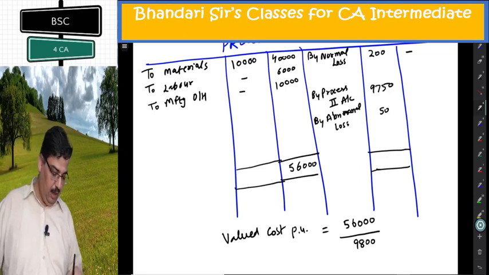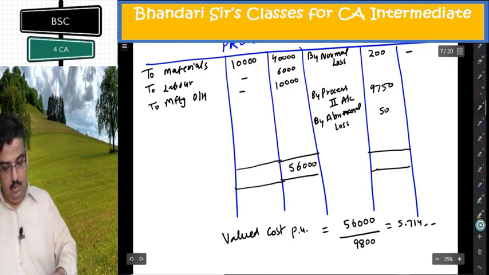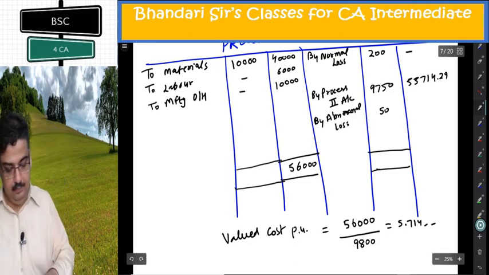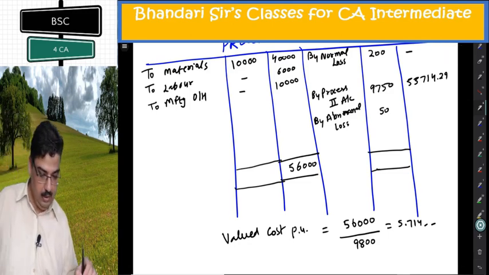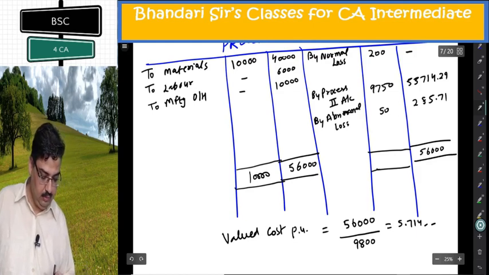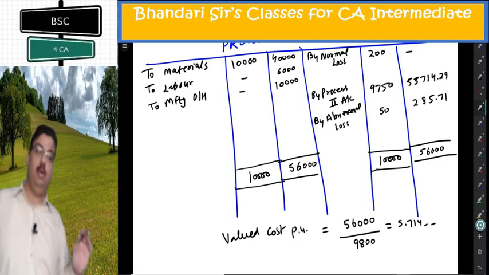This is per unit 5.714... Into 9750, I am getting this 55714.29, and for 50 units I am getting 285.71. The total is 56,000, total 10,000 units. Must show valued cost per unit in every process.